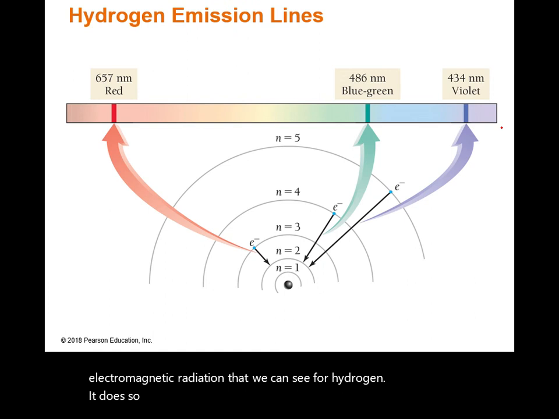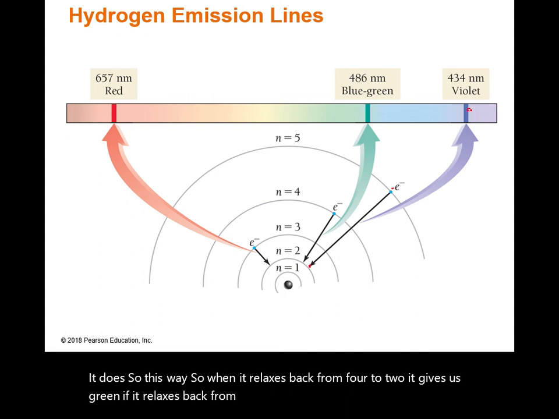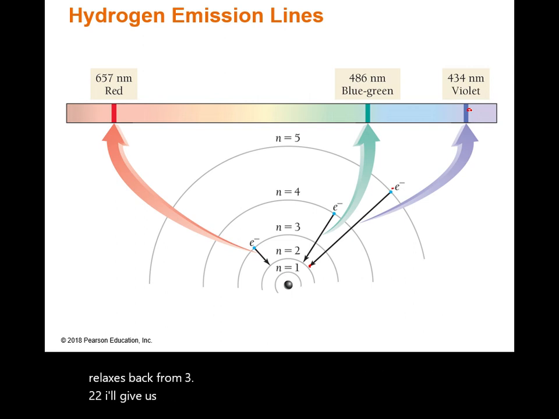So when it relaxes back from 4 to 2, it gives us green. If it relaxes back from 5 to 2, it'll give us violet. When it relaxes back from 3 to 2, it'll give us red. And it's missing one more. Indigo, it's somewhere in here too. So that's usually how it works.